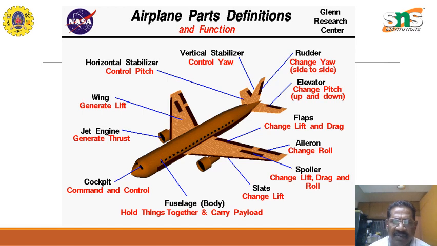Then we have the slats in front of the front part of the wings, which change the lift. The fuselage is the entire body on which the passengers travel. Basically, they hold things together and carry the payload. We have the cockpit, or the command and control cabin, meant for the pilot, and the jet engines are on either side. The wings are there to generate the lift, and so this is an overall understanding of the parts of the aircraft.